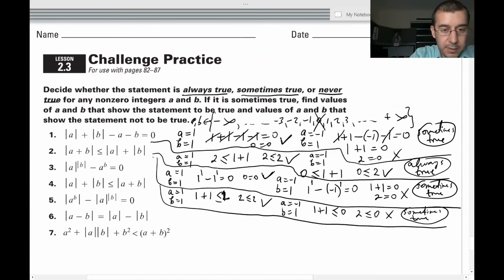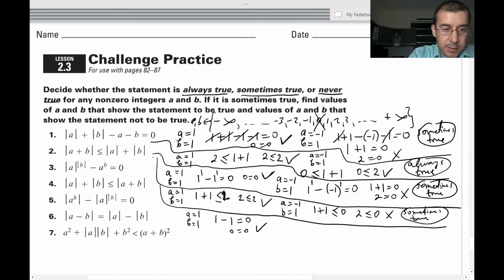Number 5. Let's try the same numbers again. A is 1, b is 1. 1 to the 1 power, that's 1. Absolute value of that is 1, minus absolute value of b, which is 1, so 1 minus 1 is 0. 0 equals 0. So yes, this is true.